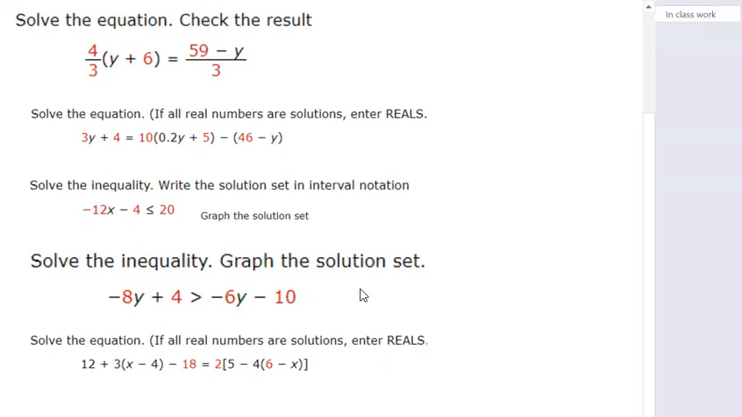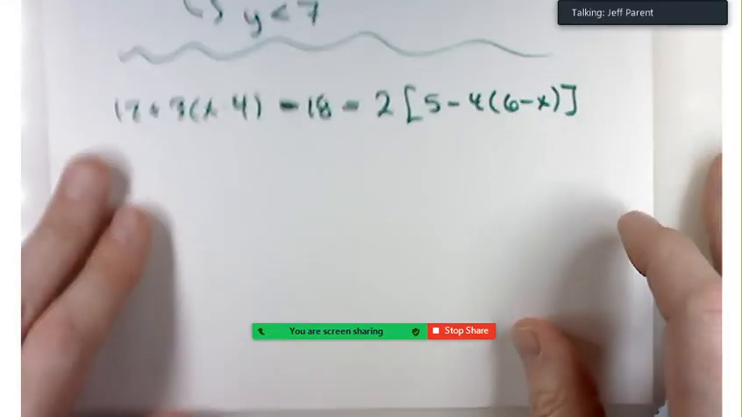Okay, last one here. Going back to equations. So this one's kind of nested. And I'm going to help you work through this one. So 12 plus 3 times x minus 4 equals minus 18, and then equals 2 times 5 minus 4 times 6 minus x. So kind of a lot going on here. Let me click back over to my screen here so you can see what I wrote down.